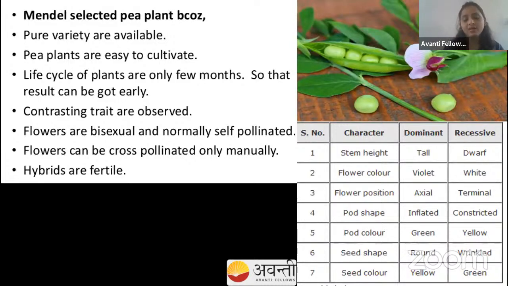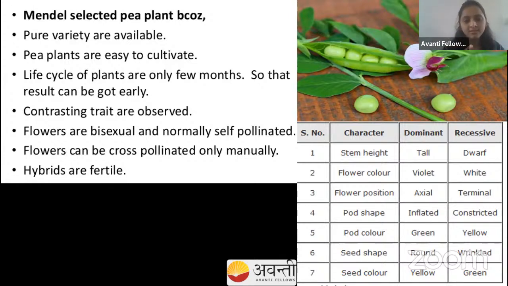So hybrid plants are fertile. Where infertile, if you take the example, that is a mule. A mule is a hybrid between the horse and the donkey, right? That is infertile. That will not give rise to further offspring, right? But here, the hybrids are fertile. That is all we require. That is the success of the hybridization, right? Hybrids are fertile here. So now let us see how many characters Mendel has chosen for this experiment.